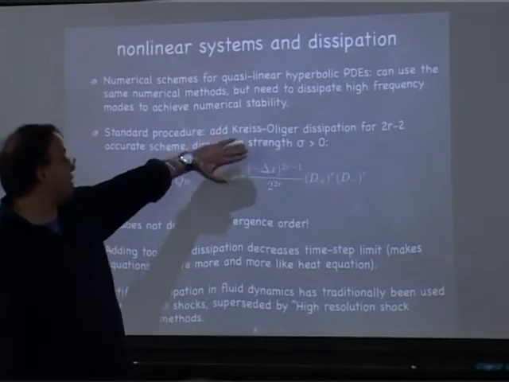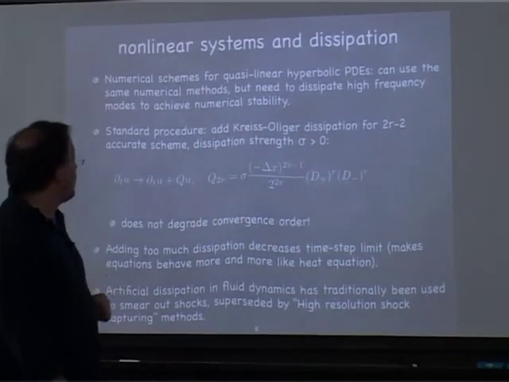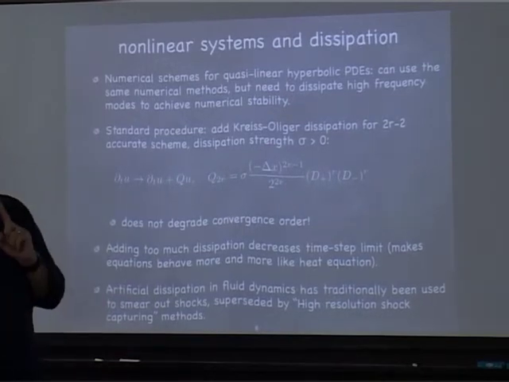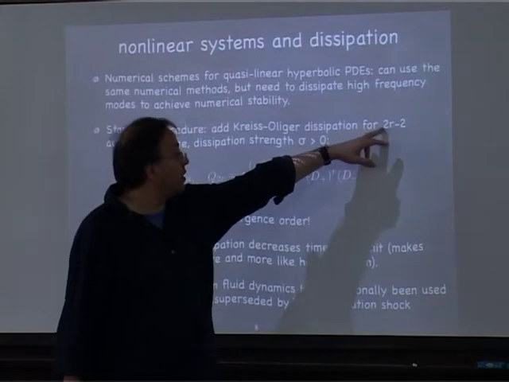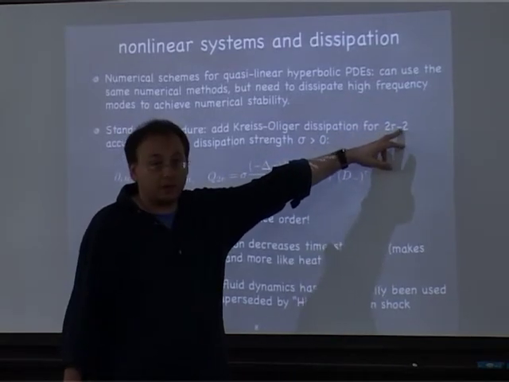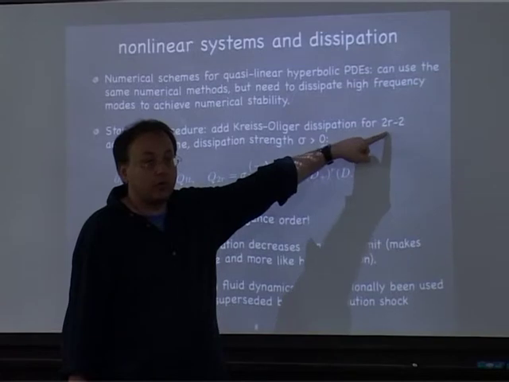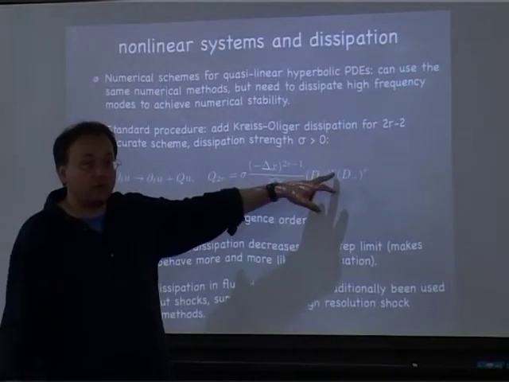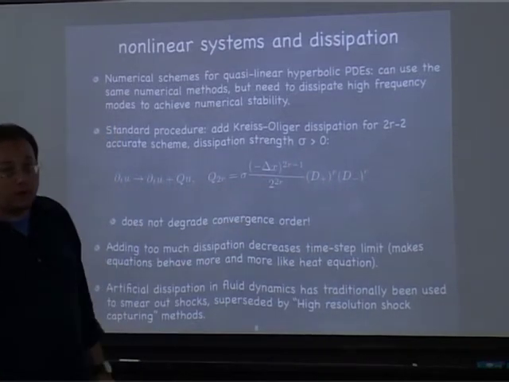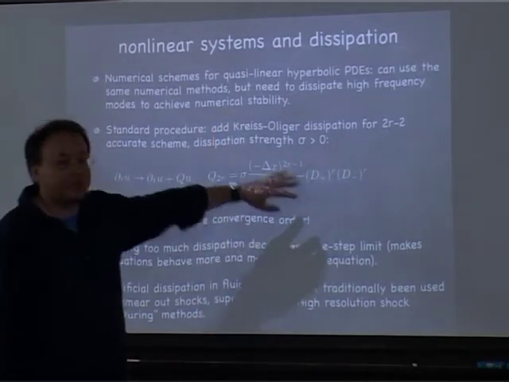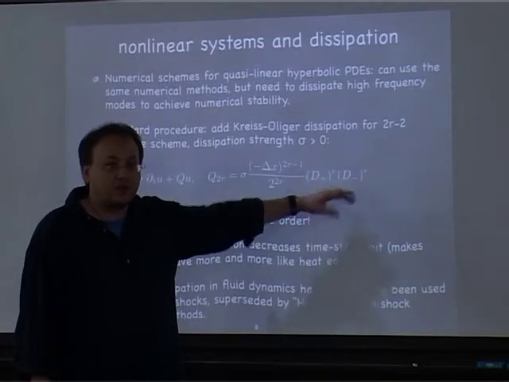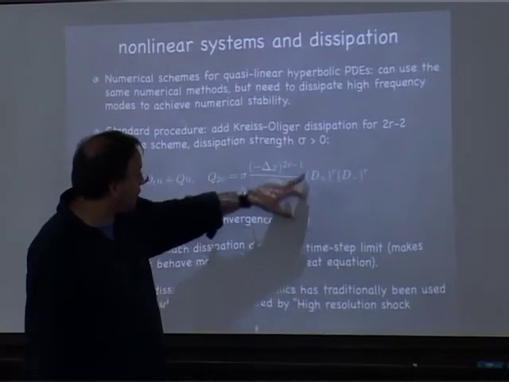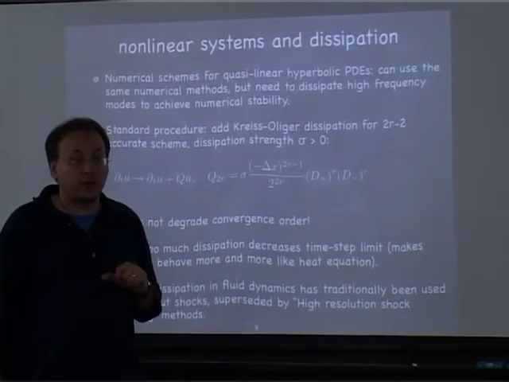at Kreiss-Oliger dissipation, this is the name, Kreiss-Oliger dissipation, for a 2r minus 2 accurate scheme. So let's say if r is equal to 1, we have actually 2 minus 2 is 0, so that doesn't work. We have to use at least r equals 2, then we have 4 minus 2 is 2. For a second order scheme, we have to take this formula with r equal to 1. Sorry, r equals 2, okay? So the higher the order that you want, you have to choose a different r, and then you have to change the normalization factor in this way.